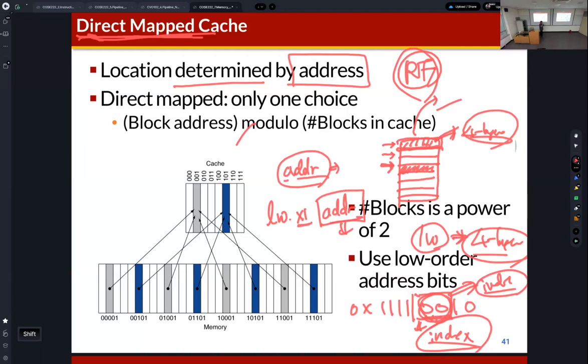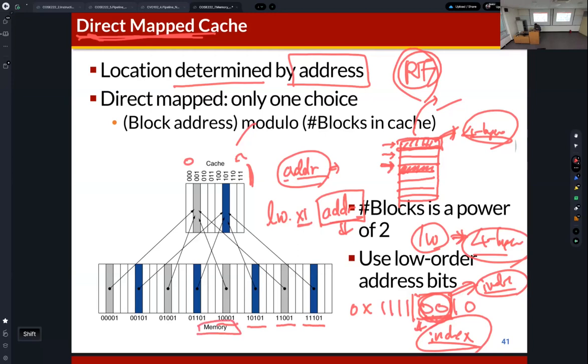But the cache size is smaller than the size of main memory, which means that we cannot use the entire address. We can use just part of the address. So this is the example. This is the word address, and the cache has 8 entries, right? So you can find the cache index here, index number 0 to index number 7.